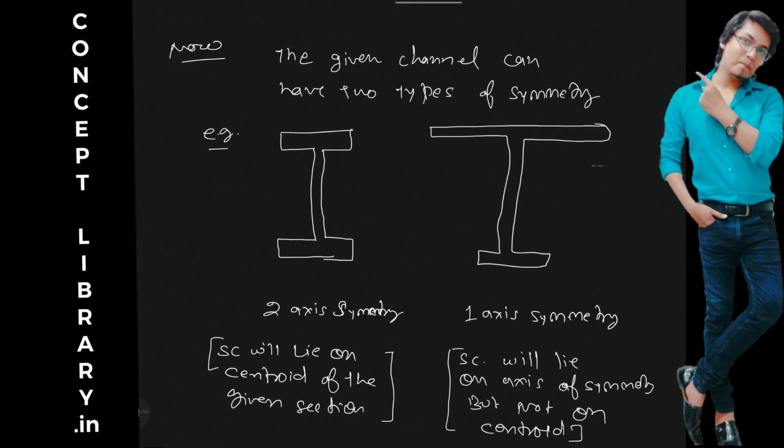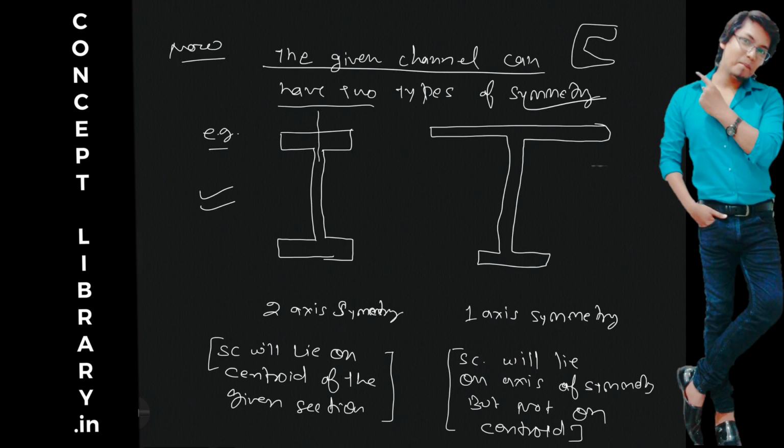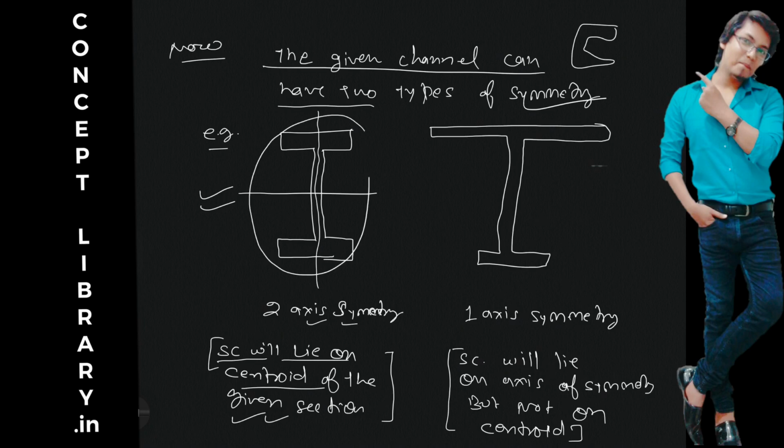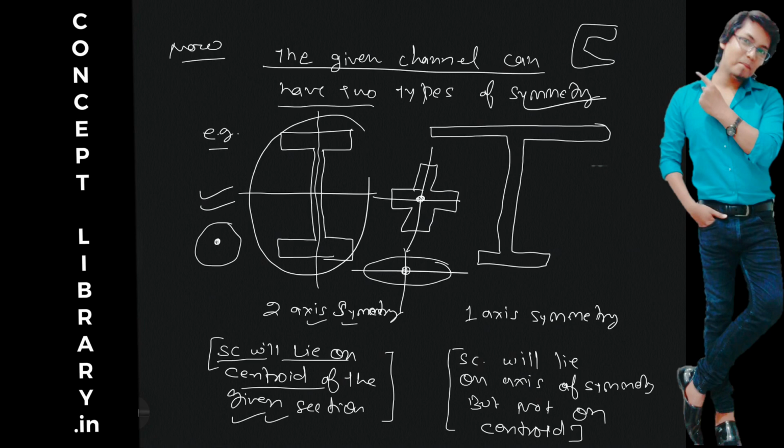Now I will give you one idea. The given channel can have two types of symmetry. Here I have taken an I section. This first I section has two axes of symmetry, okay? So the shear center will lie on the centroid of the given section. Not only for an I section, even if you have a plus section which is symmetric about this line and this line also, then the shear center will lie here. If you have a circle, then it will lie here. Even if you have an elliptical shape, the shear center will lie here, okay?